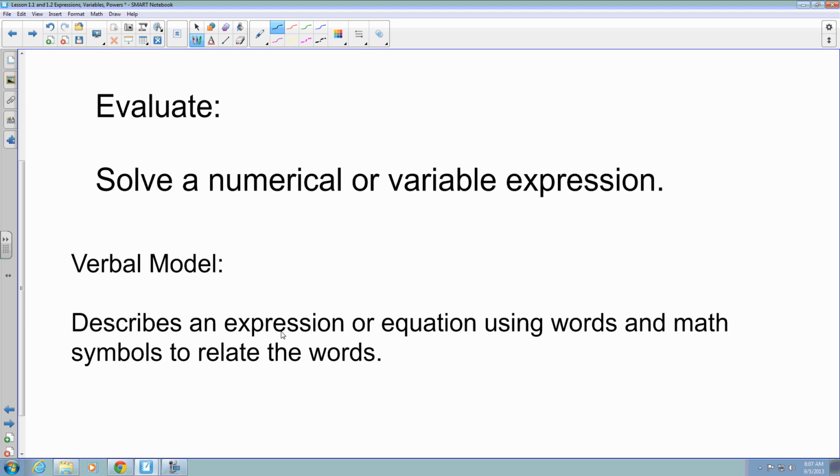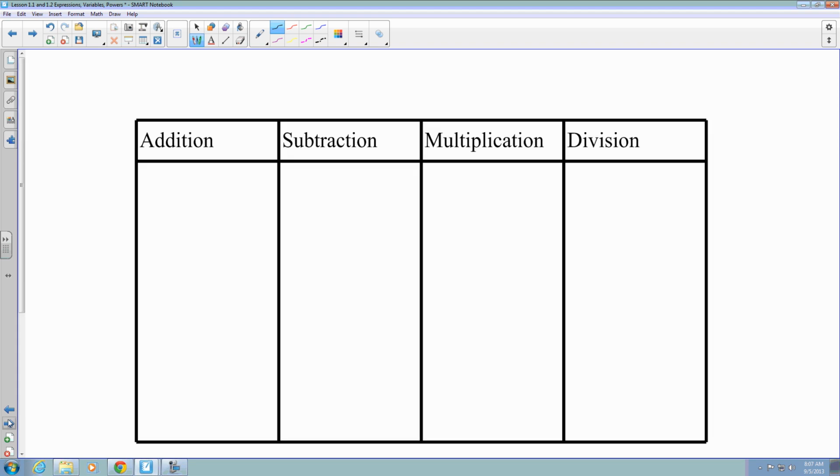And we're going to dive into a little bit in section 1 about what is called the verbal model. The verbal model is a description. It describes an expression or an equation using words and math symbols to relate those words. So you use those words in math every day. You just don't always see it. So let's put up verbal model here. This is what's going to help us figure out what we're going to look at.